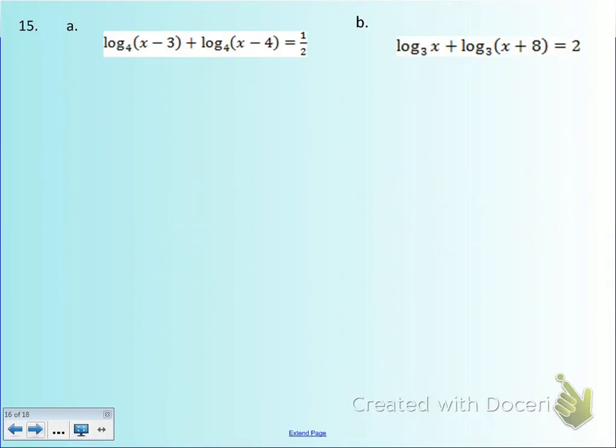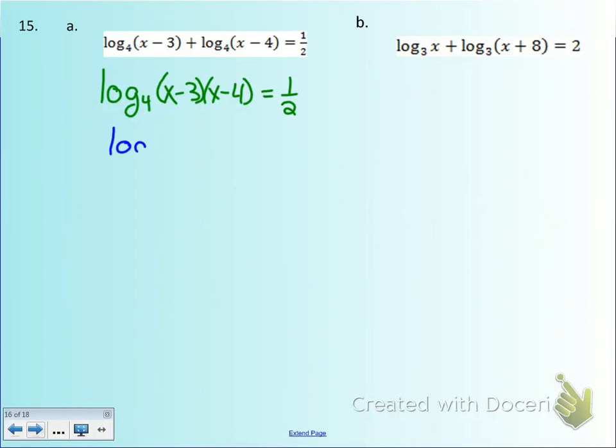Okay, last one for this target. We have log base 4 of x minus 3 plus log base 4 of x minus 4 equals 1/2. So we are adding logarithms, so that means that we have to, yes, that's correct, multiply them. So we have log base 4 of x minus 3 times x minus 4 equals 1/2. We are then going to distribute out and do the math F word, the foiling that I'm not supposed to talk about. We're going to do that here in the middle.